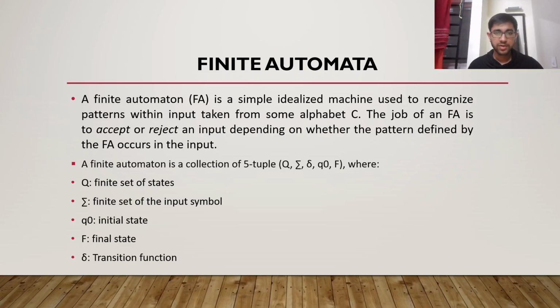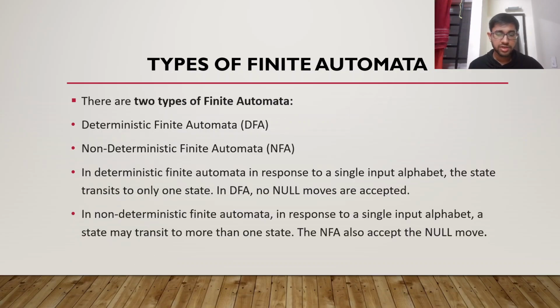Now, what does each one denote? Q denotes the finite set of states. Sigma denotes the finite set of input symbols. Q naught is the initial state, F is the final state, and delta is the transition function. Now, what is deterministic and non-deterministic type of finite automata? In deterministic finite automata, in response to a single input alphabet, the state transits to only one state. In DFA, no null moves are there. But in non-deterministic finite automata, null moves are there. What is non-deterministic finite automata? In response to a single input alphabet, a state may transit to one or more than one state. This is non-deterministic finite automata.